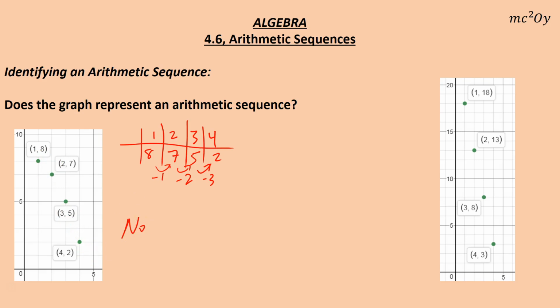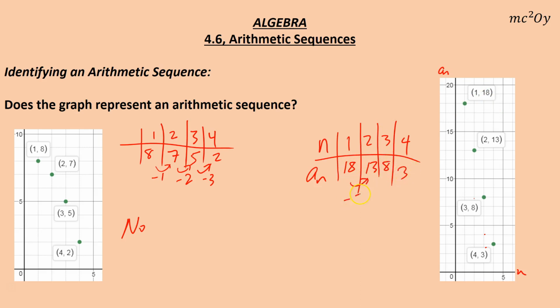Does this one? Well, looks like it does. It lies in a straight line. It appears that way. In fact, my slope, like if I went down 5 and over 1, down 5 and over 1. Yeah, it looks like it has the same slope even, and if I were to put it in a table, 1, 2, 3, and 4 for my N value, and A sub N, right, here's N, here's A sub N, is 18, 13, 8, and 3. Well, yeah, it looks like I'm going down 5.